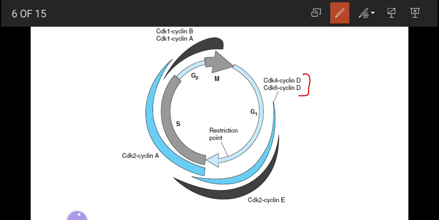The D cyclins activate CDK4 and CDK6. The cyclin and CDK complexes are active serine threonine protein kinases.